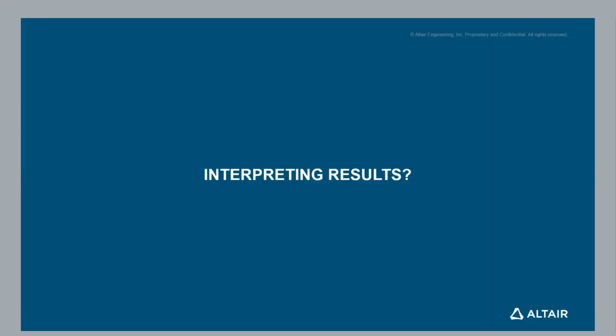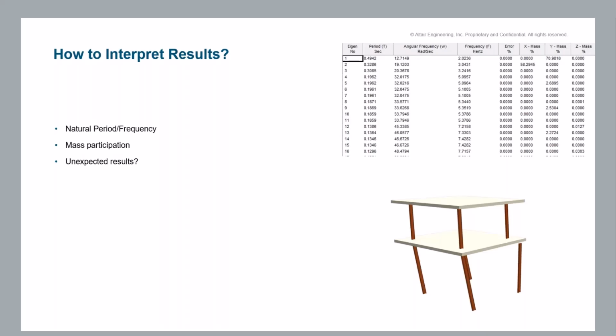But that just ensures that you're getting a truly accurate capture of the overall response of the model, or the dynamic characteristics, rather. So after we've run the analysis, we have to think about how we are interpreting these results and what sort of results we are getting out of the model. Well, there's a few different bits of results that we get out of this. We get natural periods and frequencies, which you've heard already. So we get the dominant frequencies, which will have the most mass participation. And we have perhaps unexpected results as well.